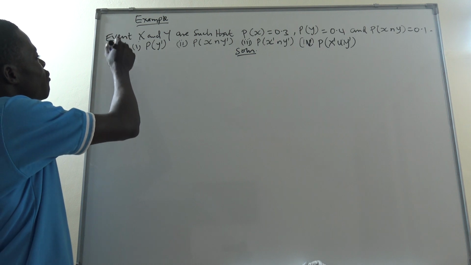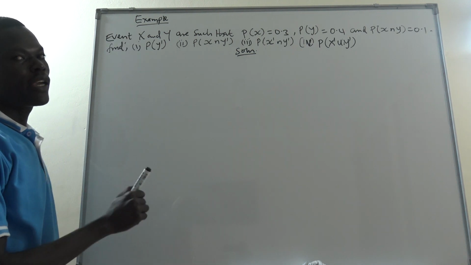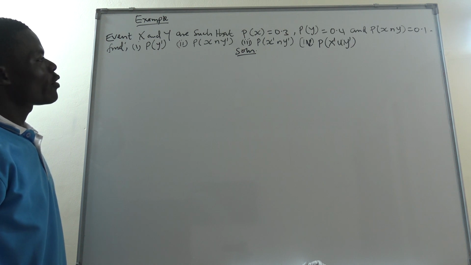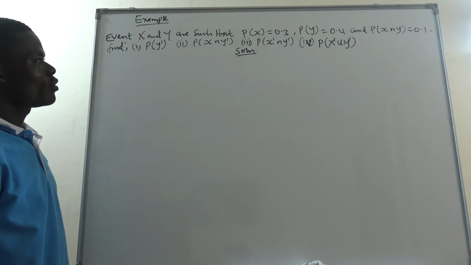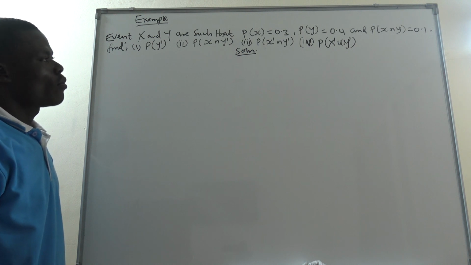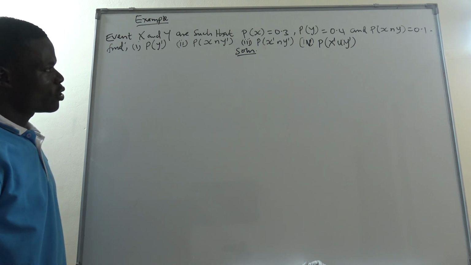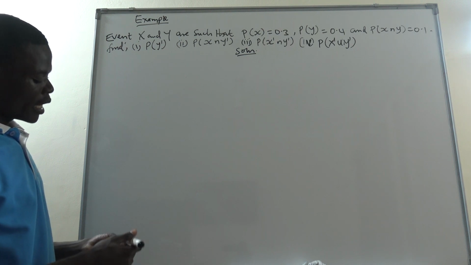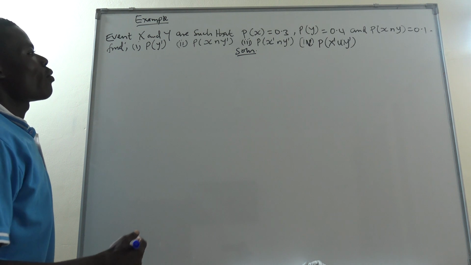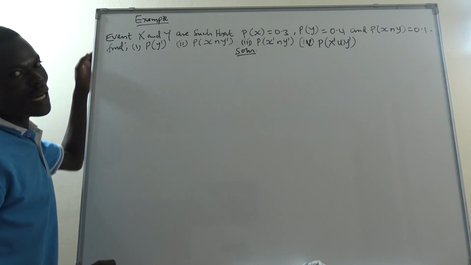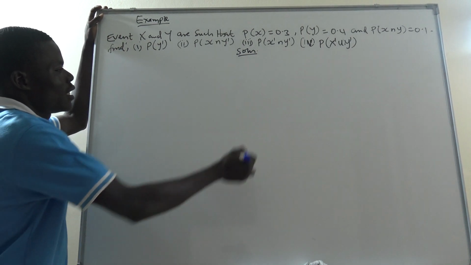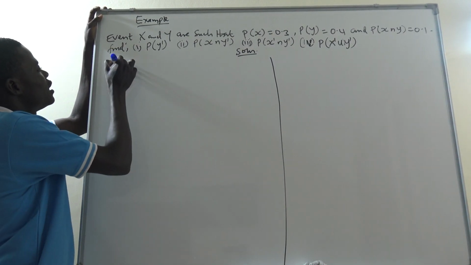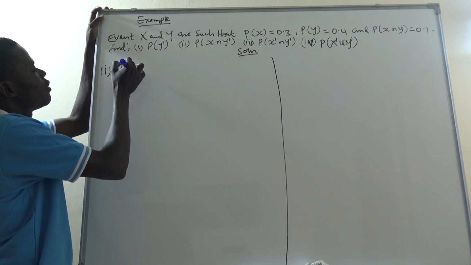Then the question says find: Roman 1, Y complement; Roman 2, the probability of X intersection Y complement; Roman 3, the probability of X complement intersection Y; Roman 4, the probability of X complement intersection Y complement. Then we start with the first part, which is the probability of Y complement.